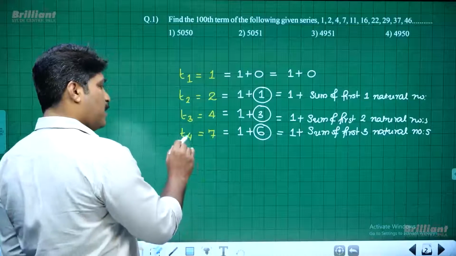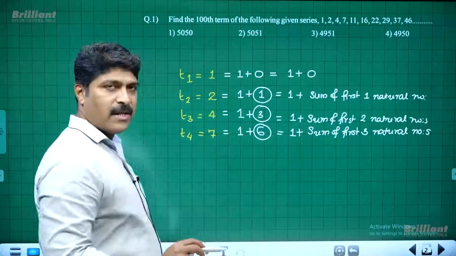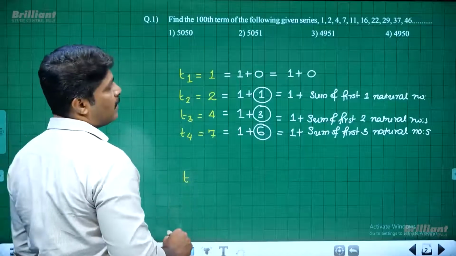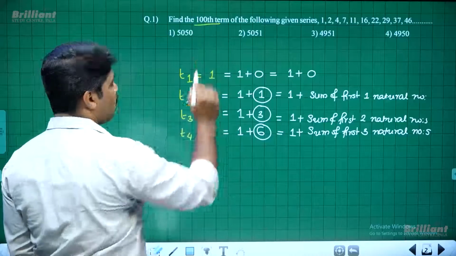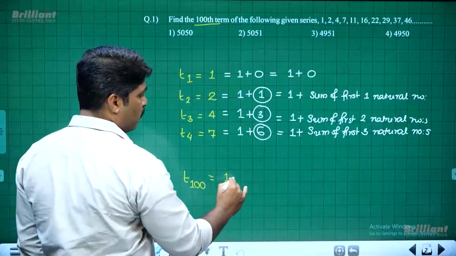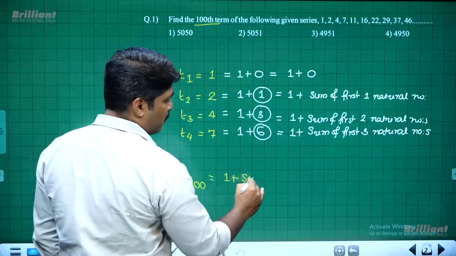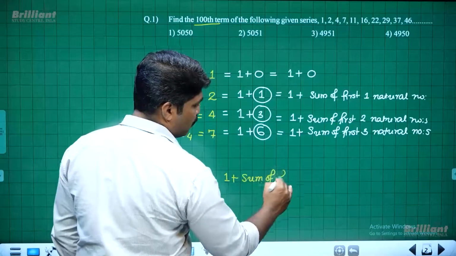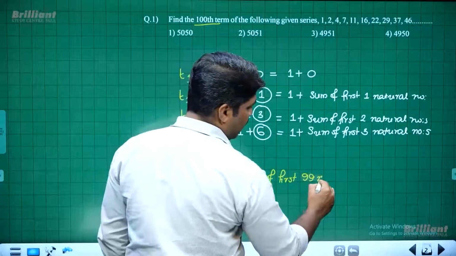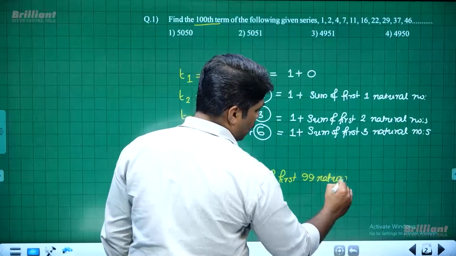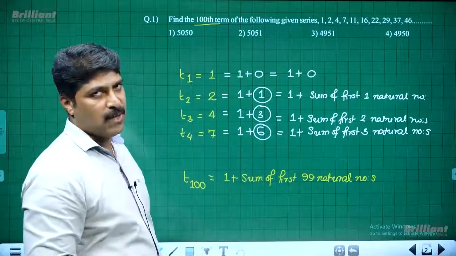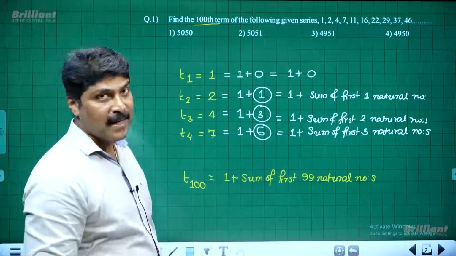Just understand, term 4 is 1 plus the sum of the first three natural numbers. Therefore, how can we write the nth term? In this case, we have to find the 100th term. So what is term 100? This will be 1 plus the sum of the first 99 natural numbers. Got it? That is 1 plus the sum of the first 99 natural numbers.